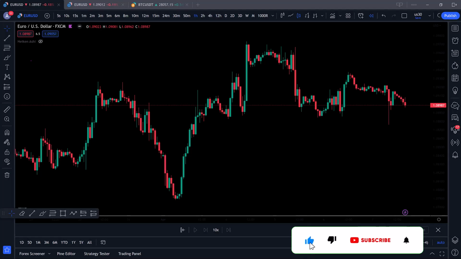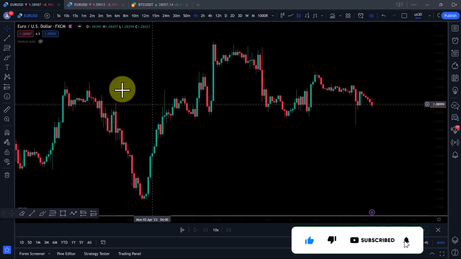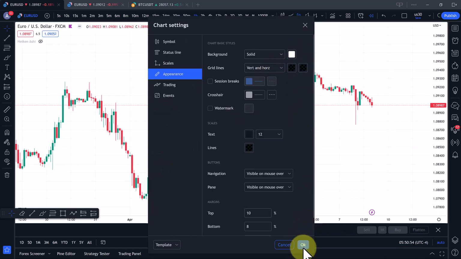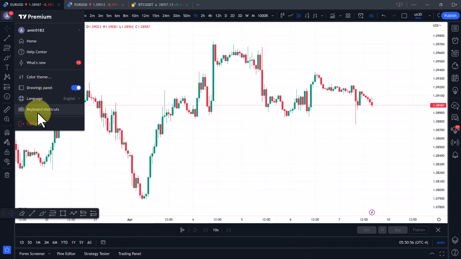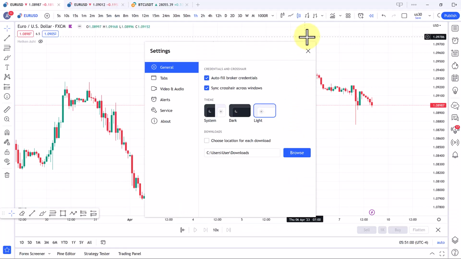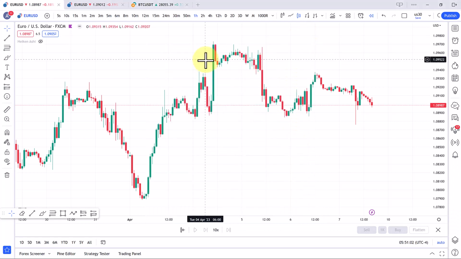If I didn't want to record this video, I would use this dark theme, but because I'm recording this video, I'm going to use the light mode.